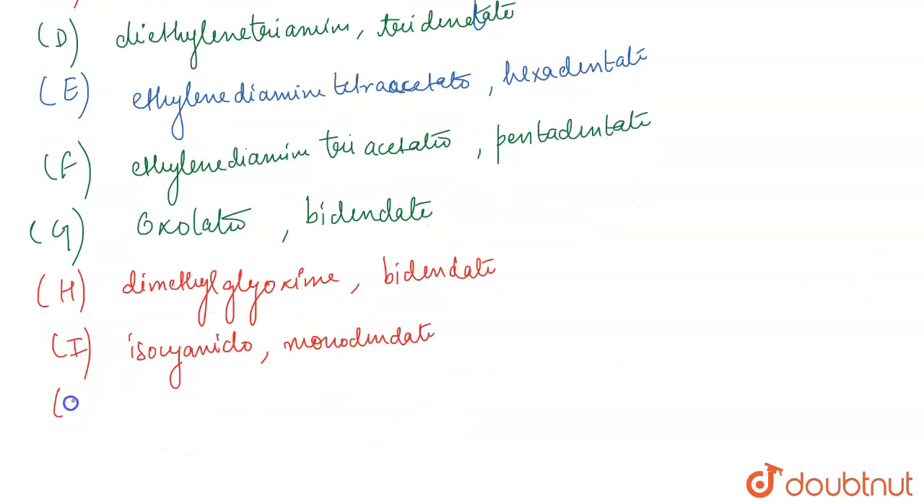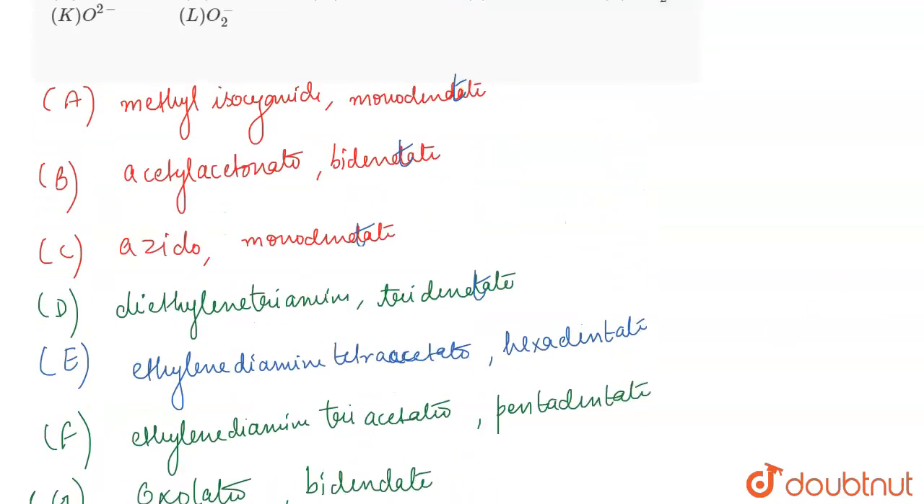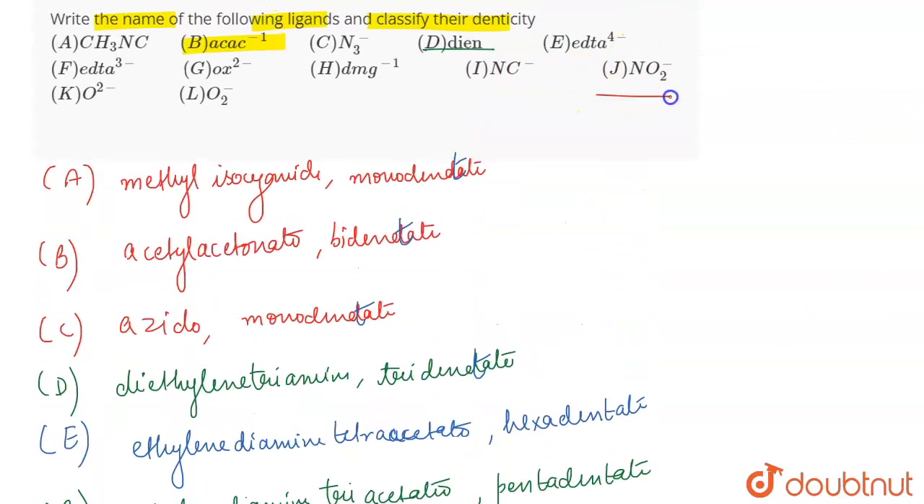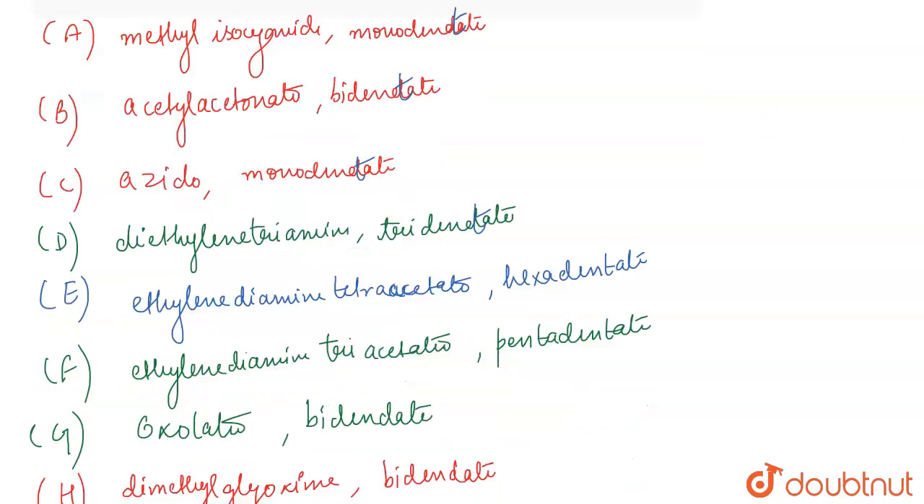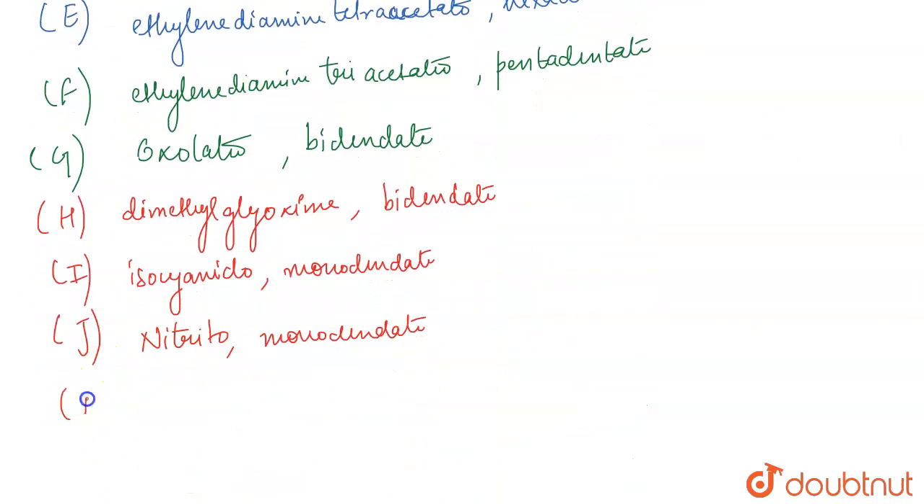Then the next one that we have is nitrito, right? The next one is nitrito, and this is also a monodentate ligand. This is your nitrito, right? The next one is O2 negative. Now, what is the name for O2 negative? It is oxido, right? And this is also monodentate.